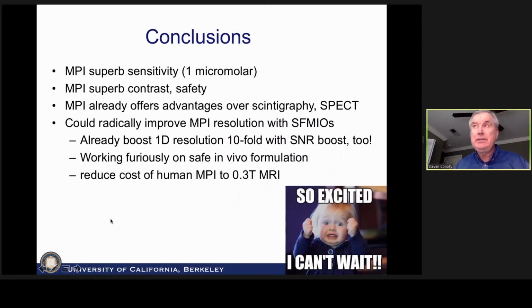And we're really working to make this work in vivo. And ultimately, what we want to do is make this work in human MPI for a very affordable cost. Nobody has yet made a human MPI scanner.